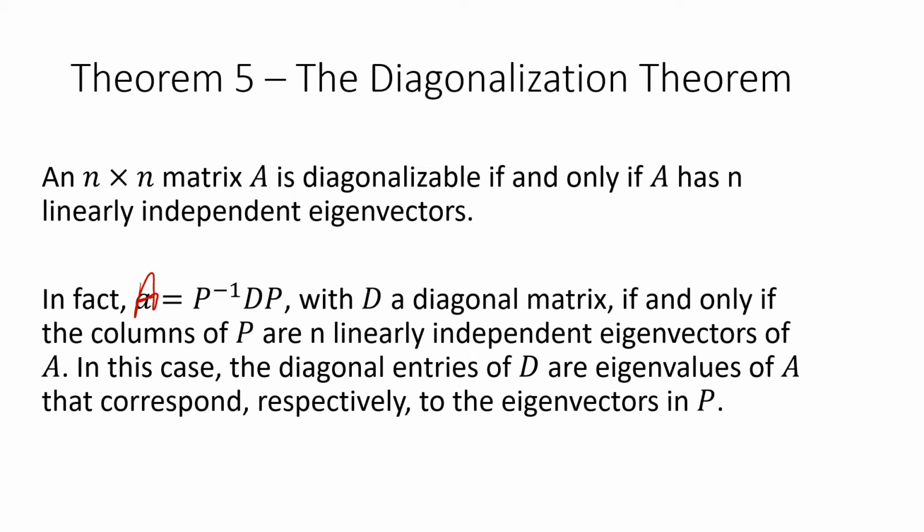So D, the diagonal matrix, what is that? That is the eigenvalues. All the things along the diagonal are the eigenvalues of your matrix A. What about P? The columns of P are your eigenvectors. So as soon as you have your eigenvectors and eigenvalues of A, not only do you know whether or not it's diagonalizable, but you also get your matrix P and your matrix D.